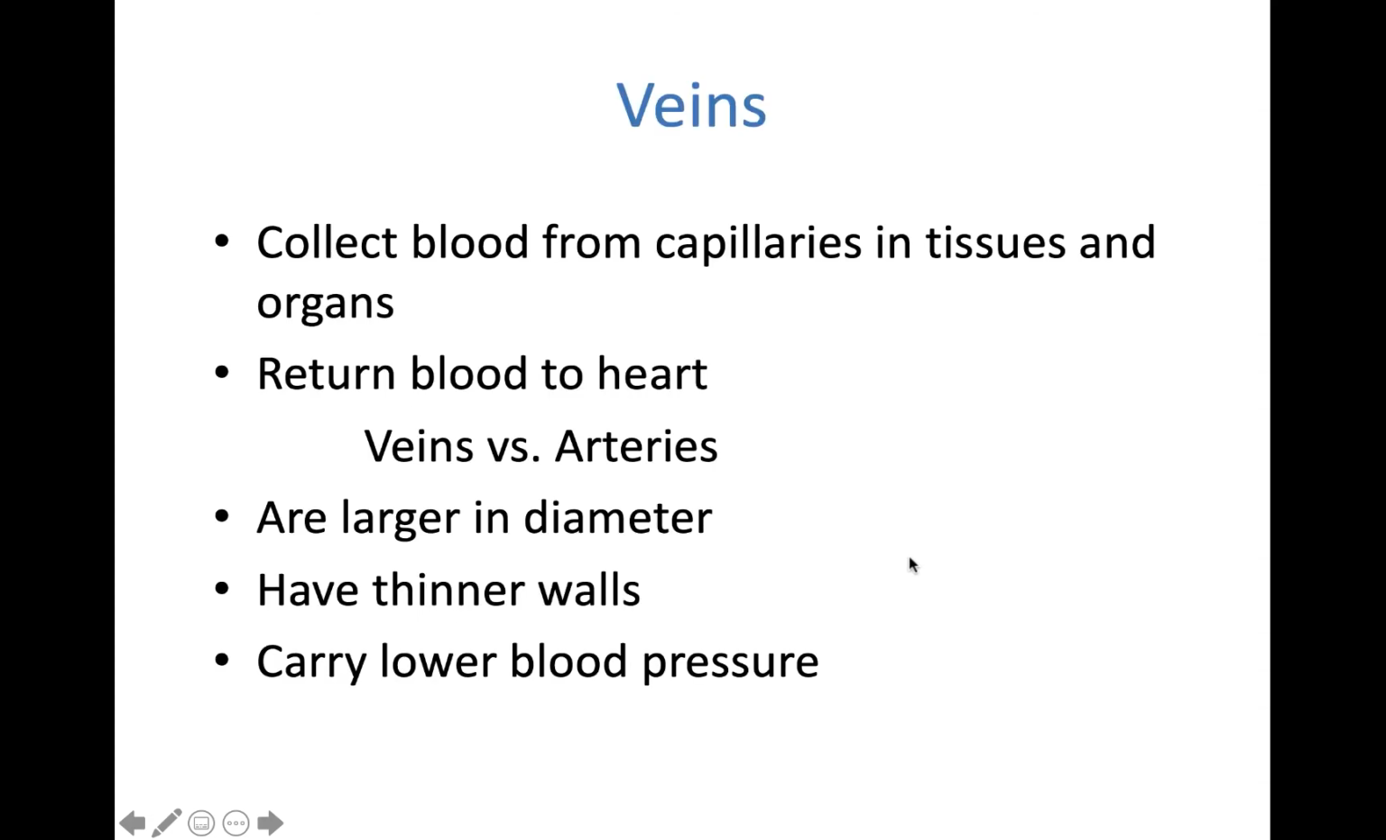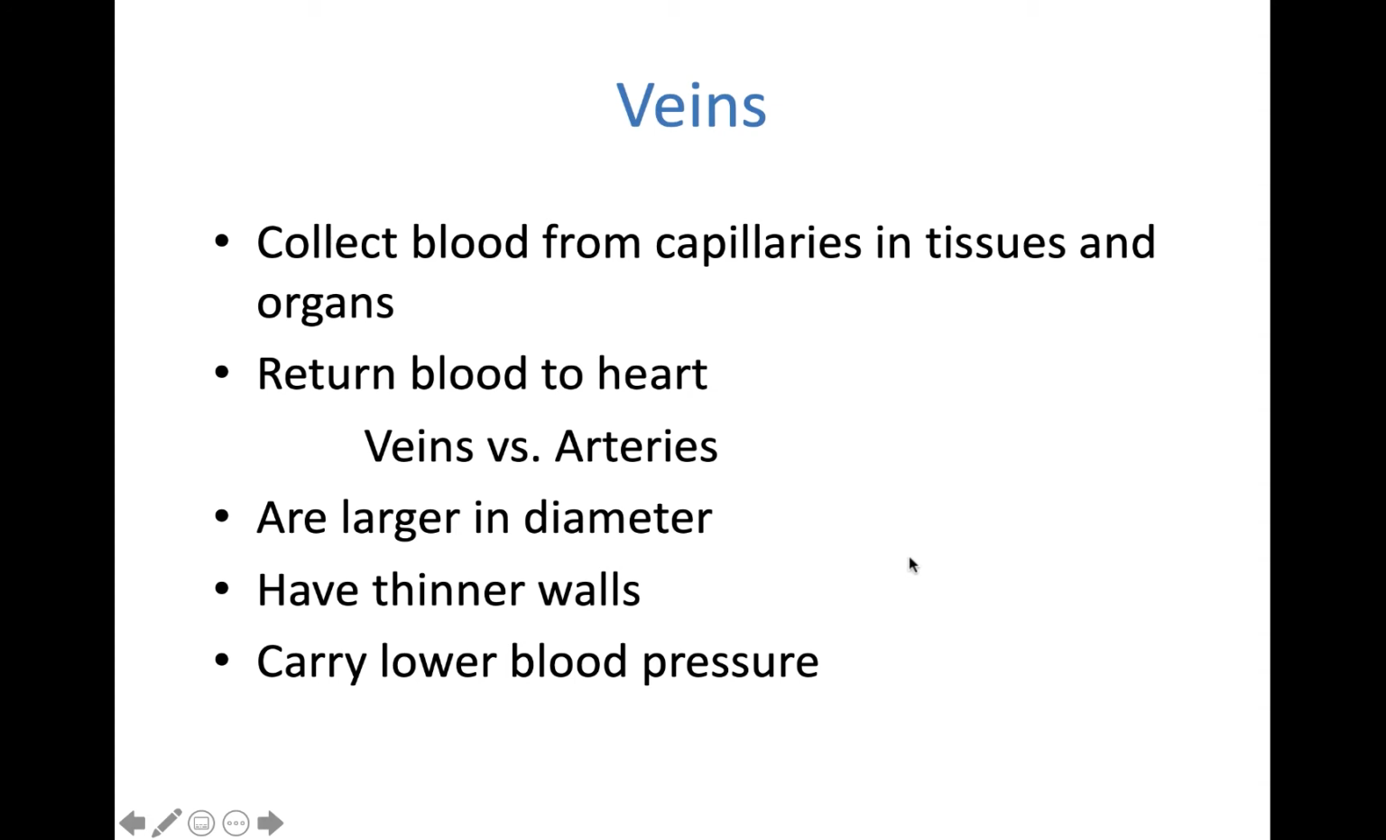Welcome to the Blood Vessels PowerPoint. The majority of this PowerPoint is going to be a review of what you learned in anatomy. There will be some new facts and a math equation that I'm going to need you to memorize, but I will point that out when we get there.